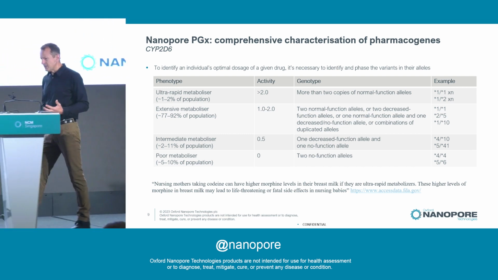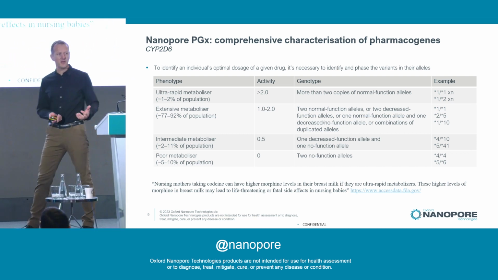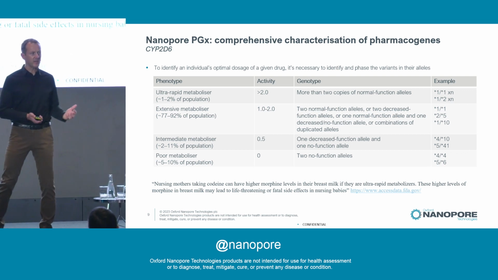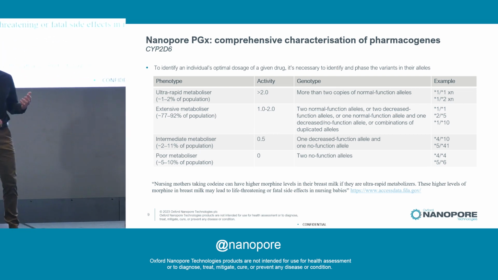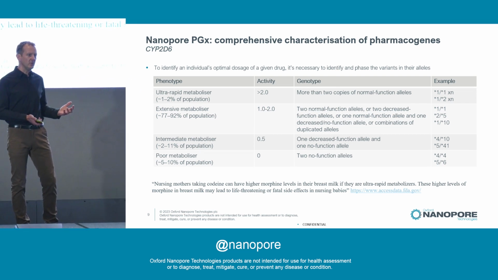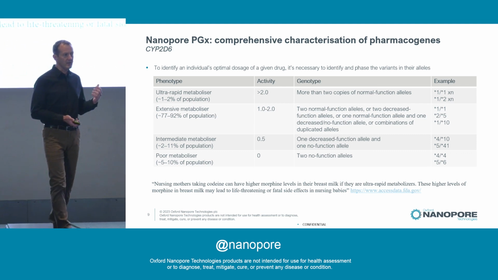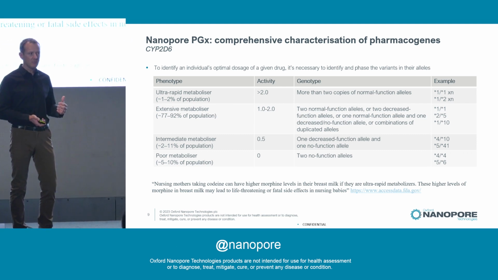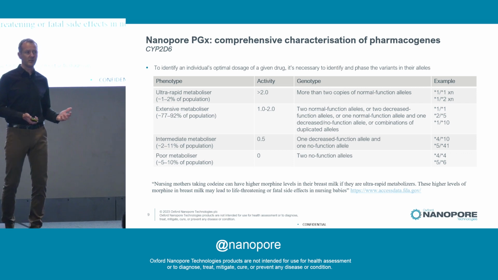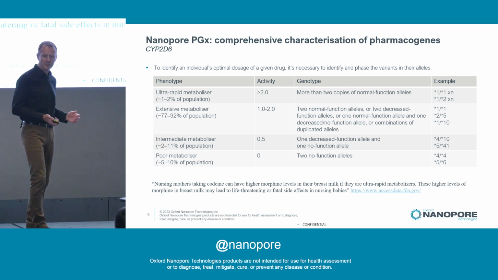So as I said, CYP2D6 codes for an enzyme that demethylates things. And if you demethylate codeine, then you get morphine. So if you're a breastfeeding mother who is taking codeine, then the levels of morphine can reach potentially lethal levels in the breast milk, and so this is something that you really need to know about.